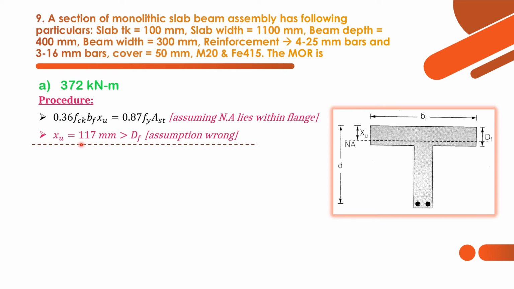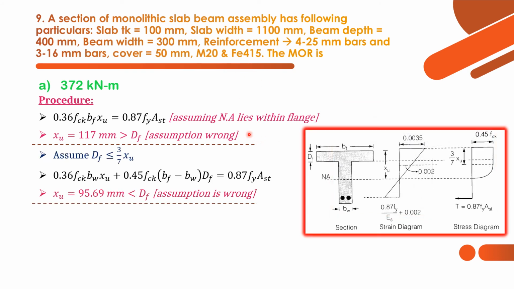That is, we got this as 117 mm, which is greater than DF. DF, that is slab thickness, is mentioned as 100 mm, but here we got XU as 117 mm, that is beyond the DF level. So that means our assumption is wrong. What is our assumption? The neutral axis is lying within the flange, like here in this diagram you can clearly see. But the assumption is wrong as per the given particulars. So let's move on to the next step.